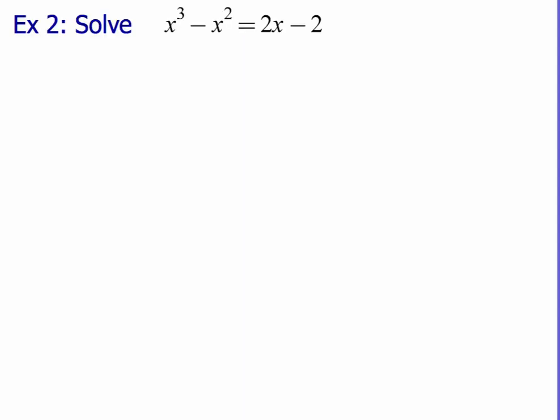Let's take a look at a couple more examples. Here I've got x cubed minus x squared equals 2x minus 2. Once again, I need to get one side equal to 0, so I'm going to subtract 2x and add 2 on both sides.